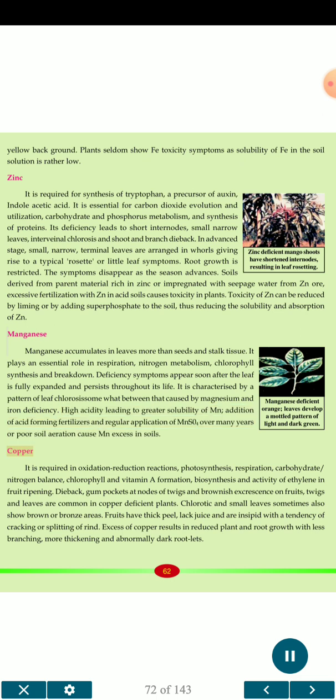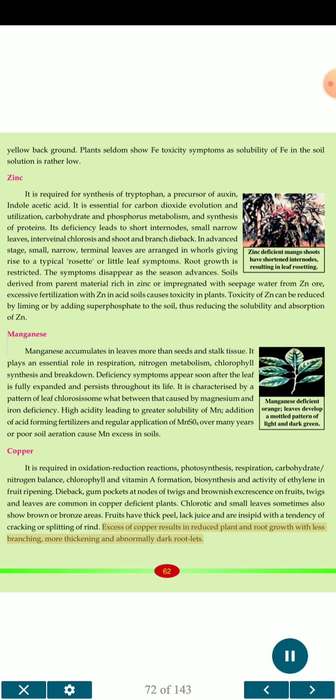Copper. It is required in oxidation reduction reactions, photosynthesis, respiration, carbohydrate and nitrogen balance, chlorophyll and vitamin A formation, and biosynthesis and activity of ethylene in fruit ripening. Dieback, gum pockets at nodes of twigs and brownish excrescence on fruits, twigs and leaves are common in copper-deficient plants. Chlorotic and small leaves sometimes also show brown or bronze areas. Fruits have thick peel, lack juice and are insipid, with a tendency of cracking or splitting of rind.